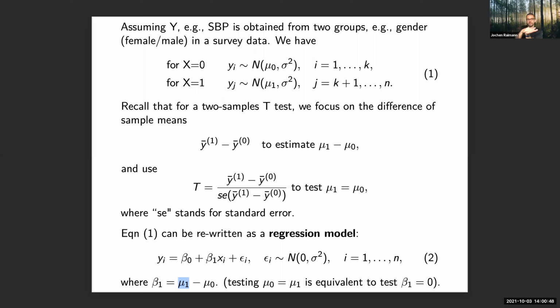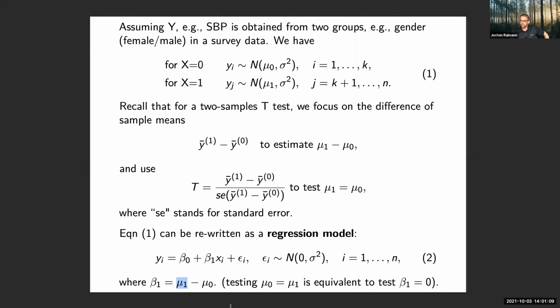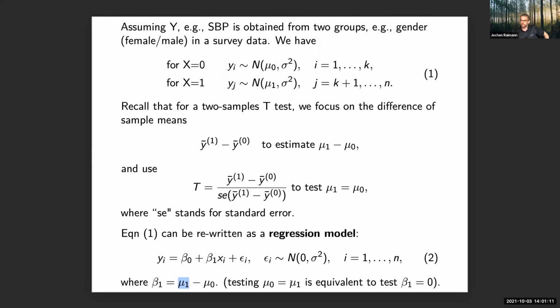And then we add the coefficient multiplied by 1 to get to the y1 group. So we remember that from the lab last time, when we calculated the values for the blood pressure. So testing now mu0 is equal to mu1 is equivalent to testing beta 1 equals 0.